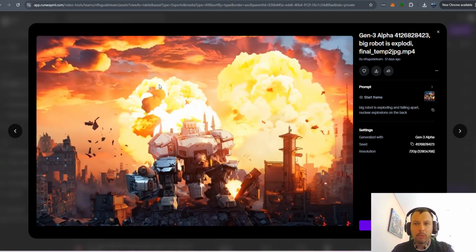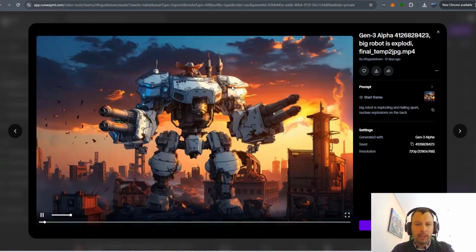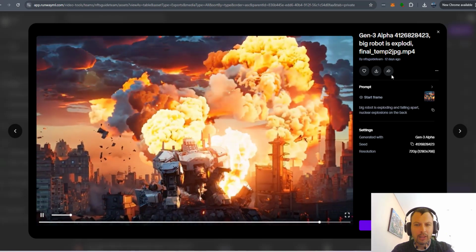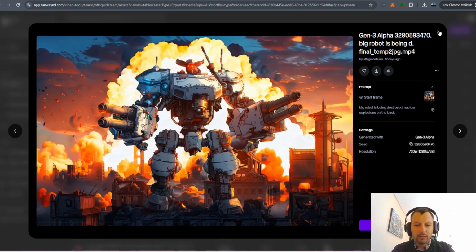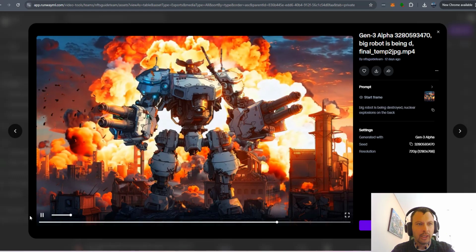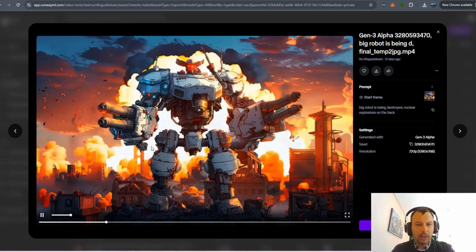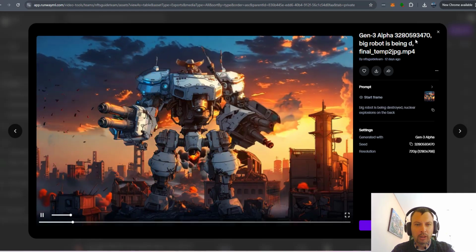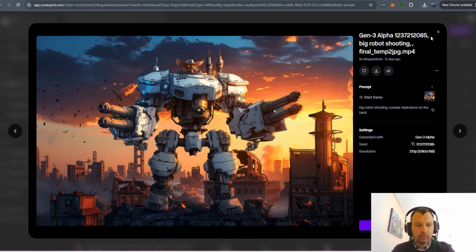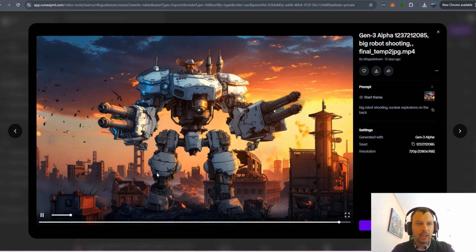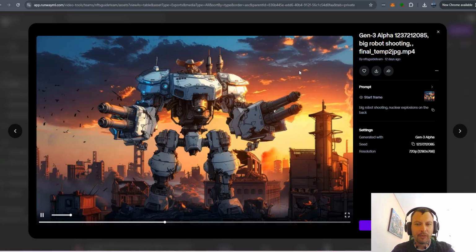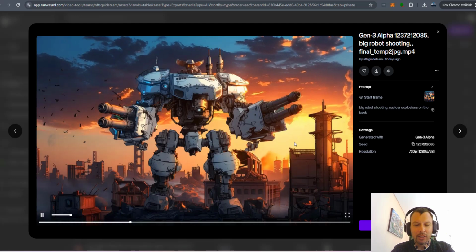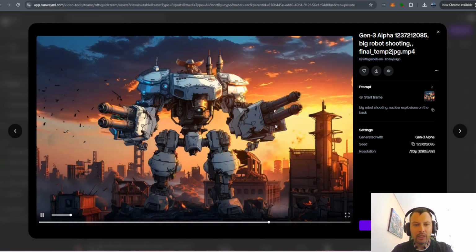Now RunwayML 3. It's not bad. He's like sitting down and some explosions behind. It's not very good. Another one. The robot is completely static. Explosion on the back. Again, this is not a good work. This one again, the same problem like with Luma. Nothing is happening except the clouds. He's completely static, so this is the problem with AI this year.